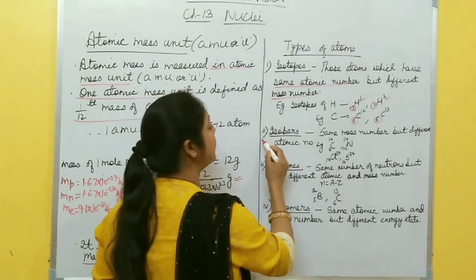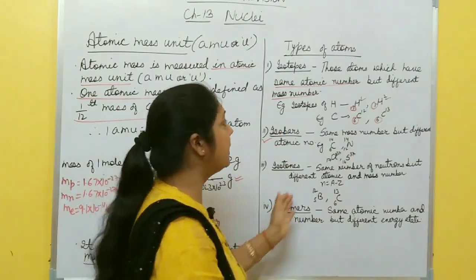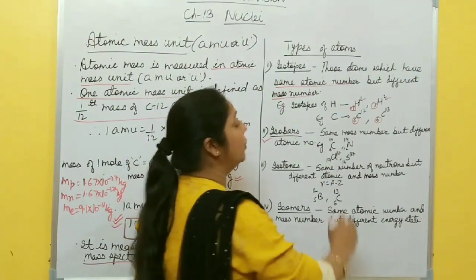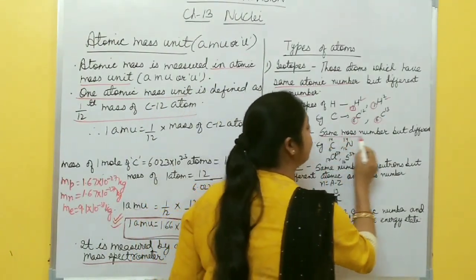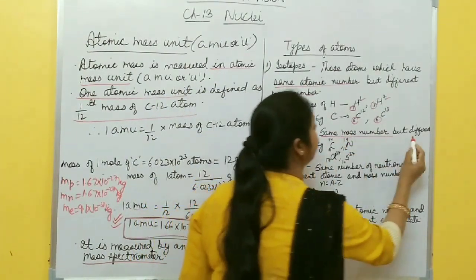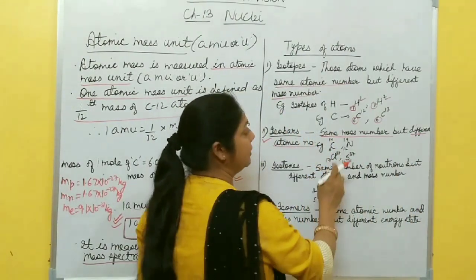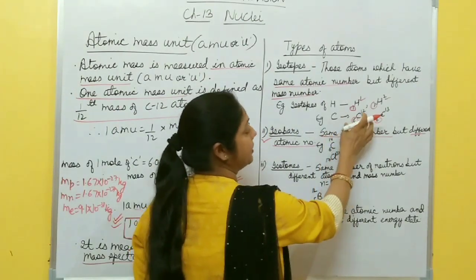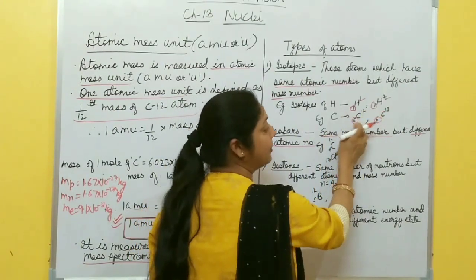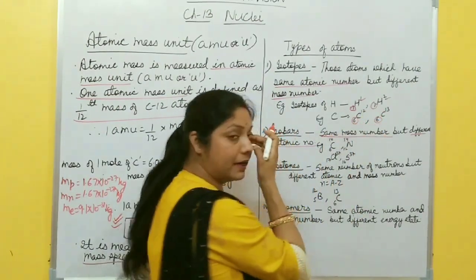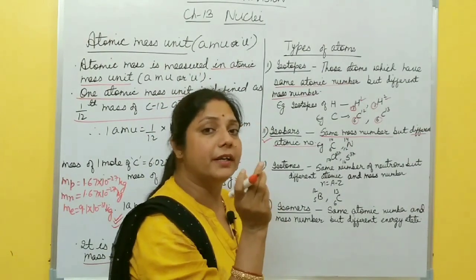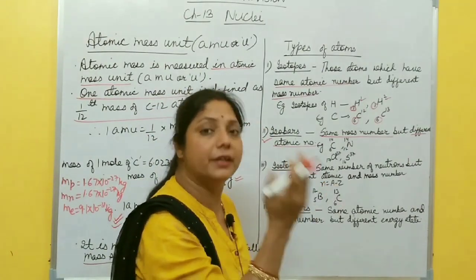Next one is isobar. Isobar is the opposite of this one. Those atoms which have the same mass number but different atomic number. Here mass number is the same but atomic number is different. So in isotopes, the same element is there because atomic number is the same, but in isobars, atomic number is different. It means different elements are there.